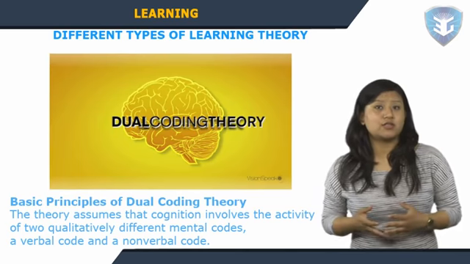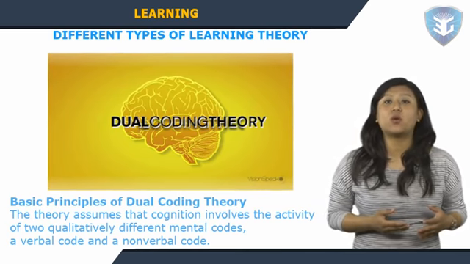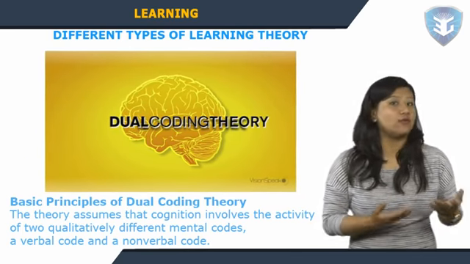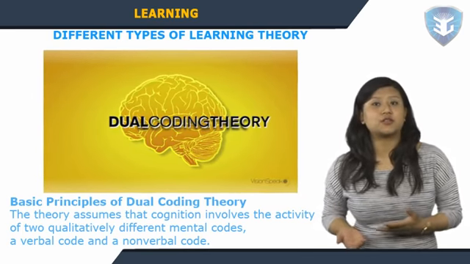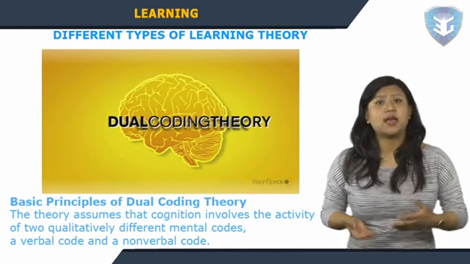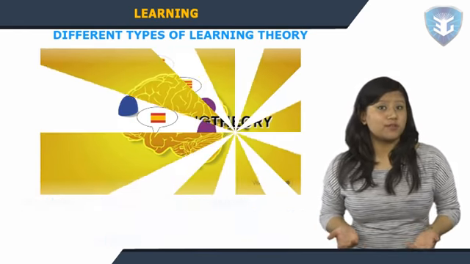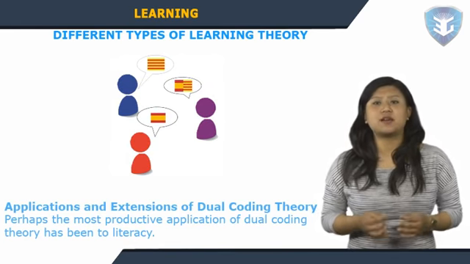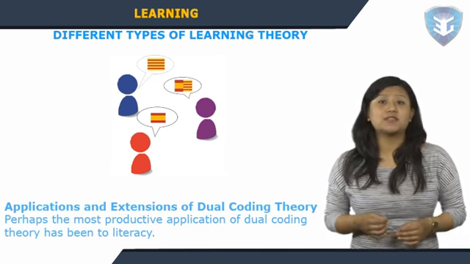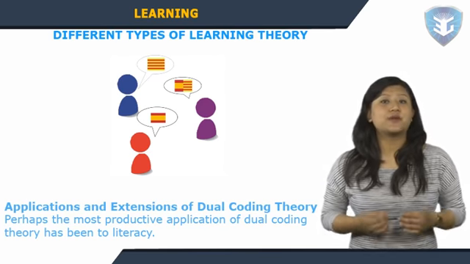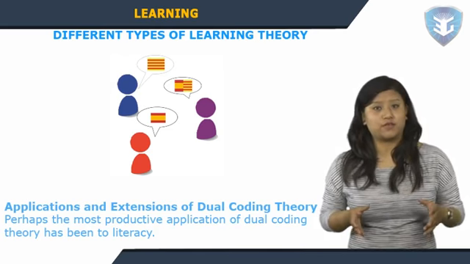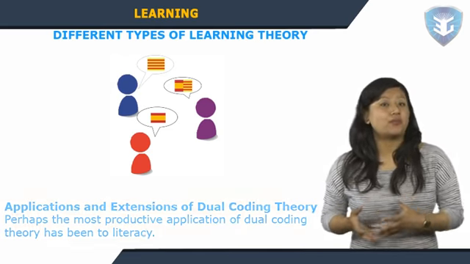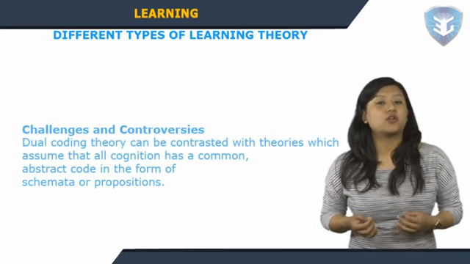The theory assumes that cognition involves the activity of two qualitatively different mental codes: a verbal code specialized for dealing with language in all its forms, and a non-verbal code specialized for dealing with non-linguistic objects and events in the form of mental images. Applications and extensions of dual coding theory. Perhaps the most productive application of dual coding theory has been to literacy. The theory offers empirically supported accounts of all aspects of literacy, including decoding, comprehension and response to reading, written composition and spelling, challenges and controversies.